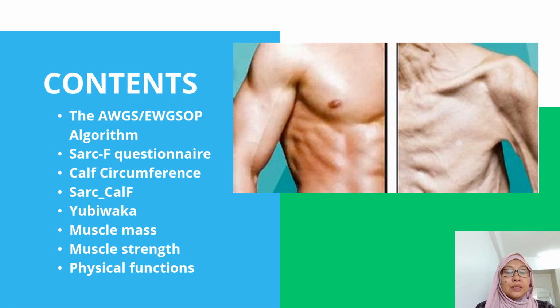So in this presentation, we will cover the following topics: the AWGS algorithm, SAC-F questionnaire, calf circumference, SAC-CAF, finger ring test, muscle mass assessment, muscle strength assessment, physical function assessment. Each of these components plays a critical role in diagnosing and managing sarcopenia. By the end of this lecture series, you should be able to conduct this assessment yourself.